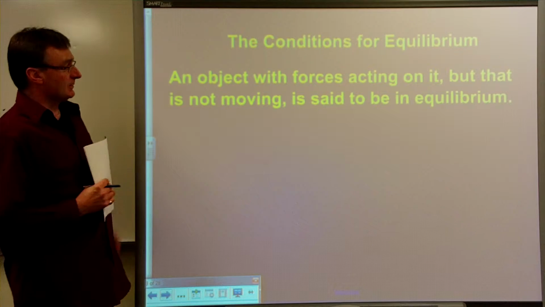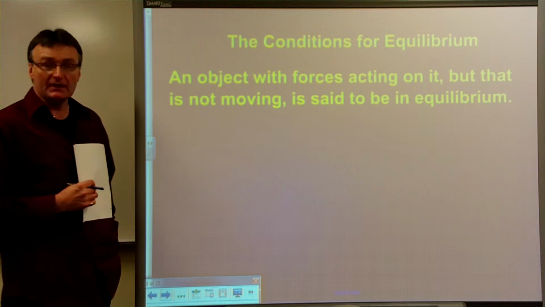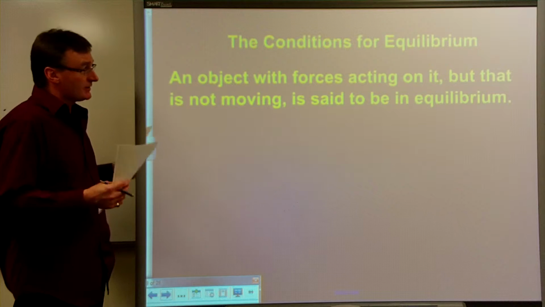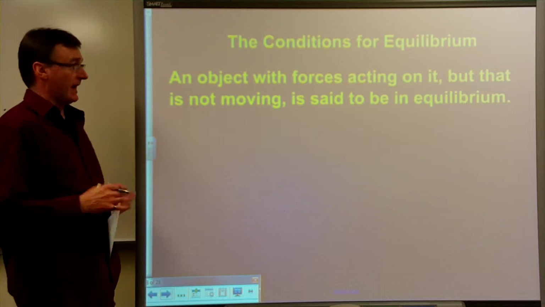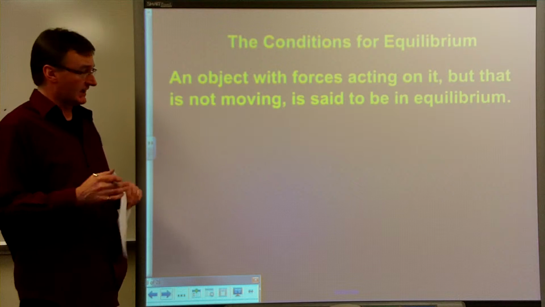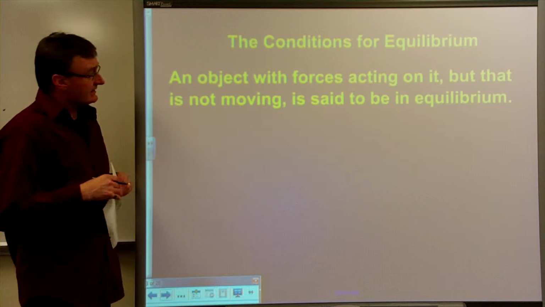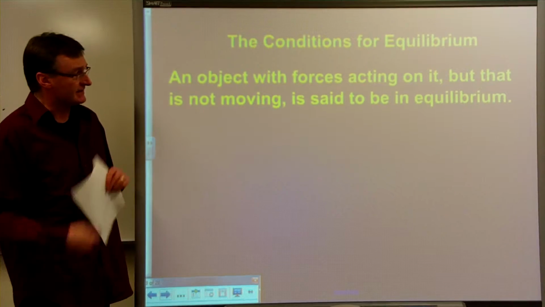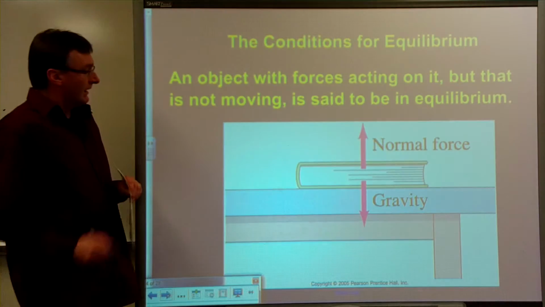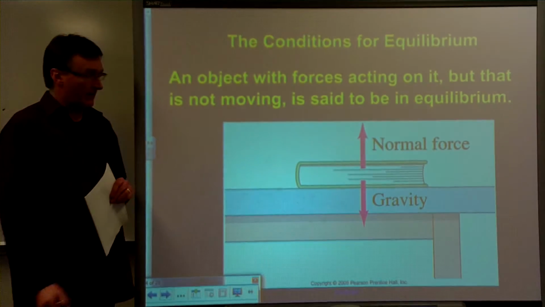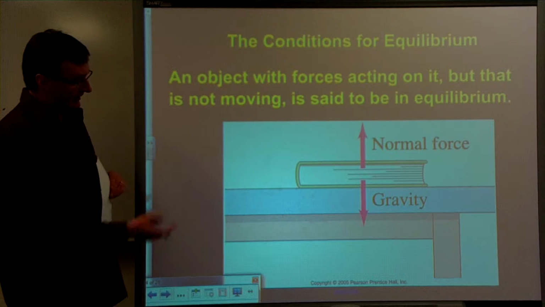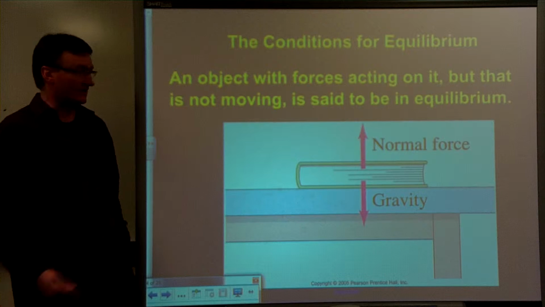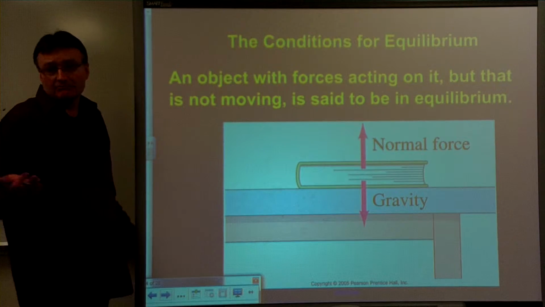First of all, an object with forces acting on it, but that is not moving, is said to be in equilibrium. So in other words, you'll have some forces on it. Obviously, a force of gravity will be one of them, and probably a normal force to keep it in one place. But as long as the object is not moving, then it's said to be in equilibrium. And so here's an example where you have a book that's sitting on top of a desk. You have a force of gravity on it, and you have a normal force that's holding it up. This object is in equilibrium because it's not moving.